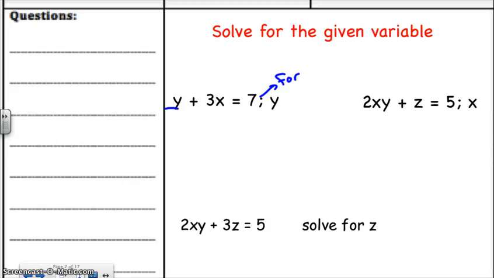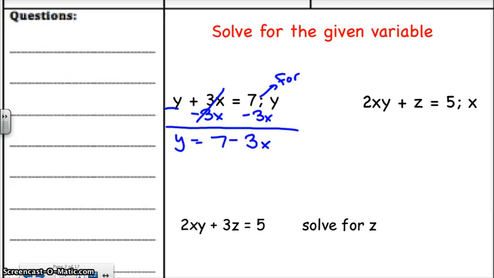Since I am adding 3x, what's the inverse of adding? I'm going to subtract 3x. If I subtract 3x on the left-hand side, I'm going to subtract 3x on the right-hand side. Y is equal, that cancels it out. Can I combine 7 and 3x? They're not like terms. You cannot combine them. So I just write 7 minus 3x and leave it there.